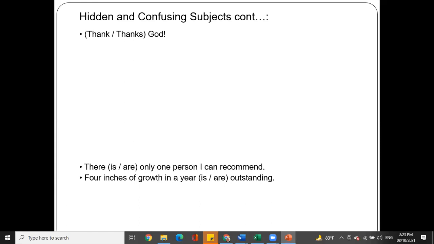4 inches of growth in a year is outstanding. So units of measurement are singular. Yes. Civics has always been a favorite subject of mine. What's the answer? Has. Civics has always been a favorite subject of mine. It's like mathematics, right? Social studies, right? Referring to only one subject, but they are spelled with an S.